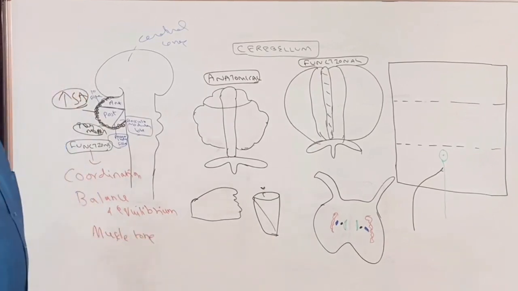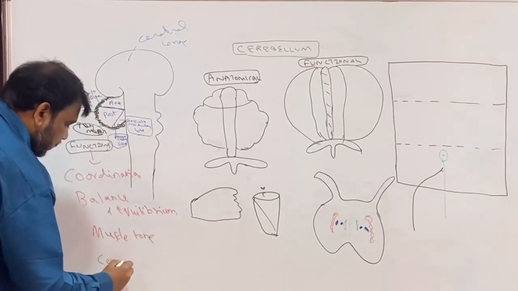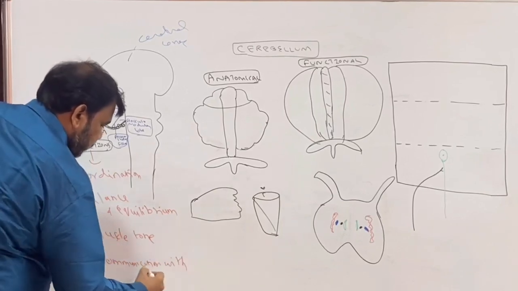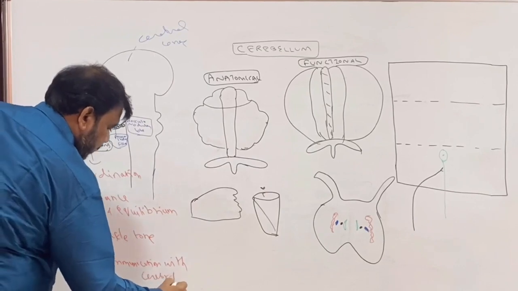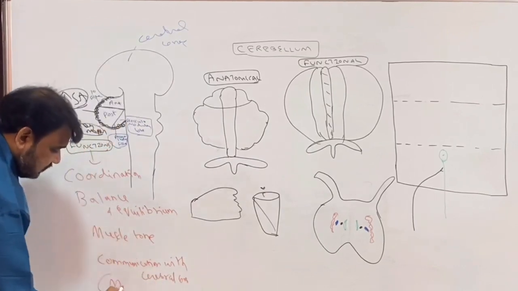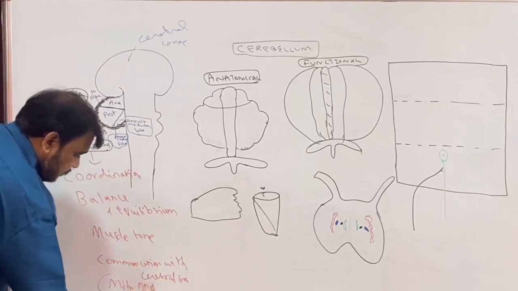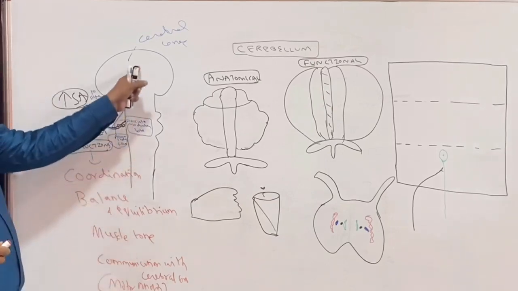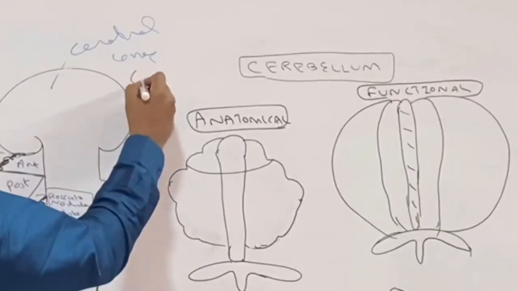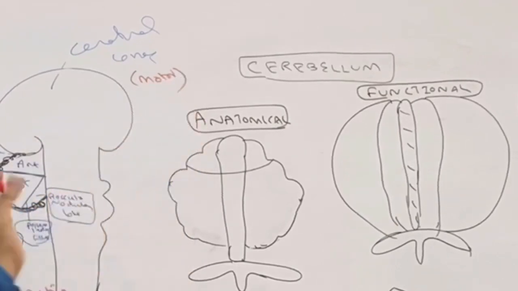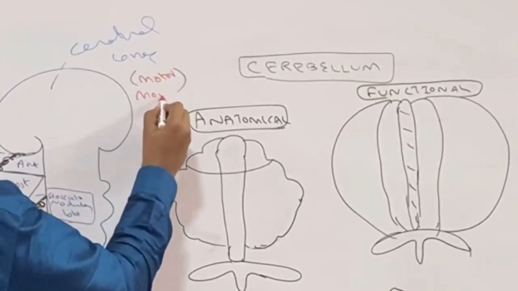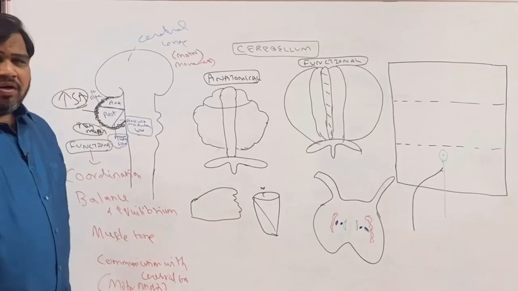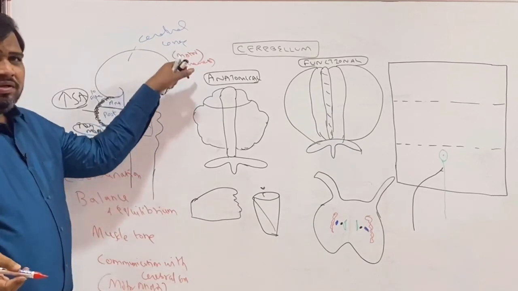So maintaining your muscle tone is important, and communication with the cerebral cortex, that is motor function. So I again repeat, the main motor function is done by the cerebral cortex, like movements. So movements of your parts of the body are done by the cerebral cortex.